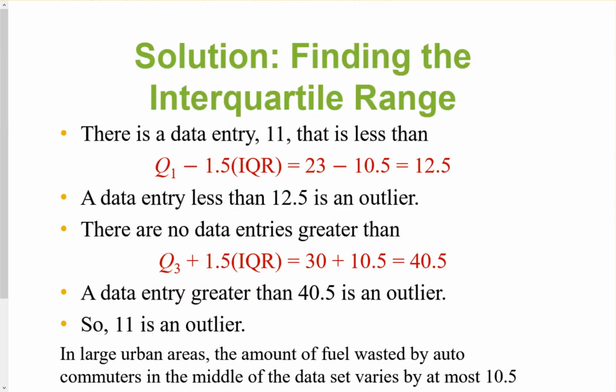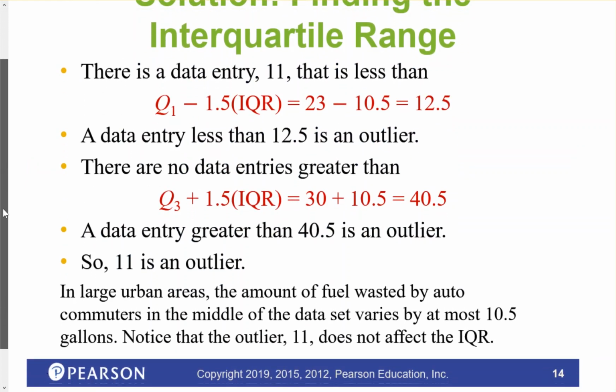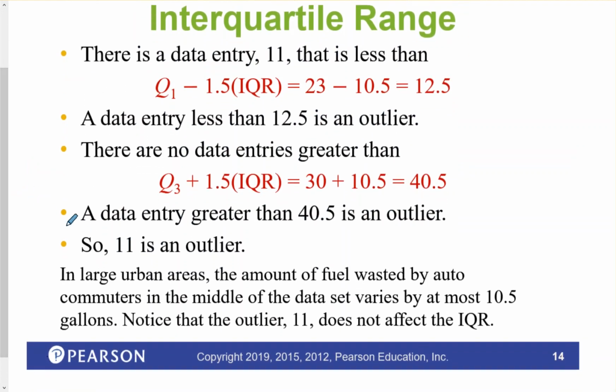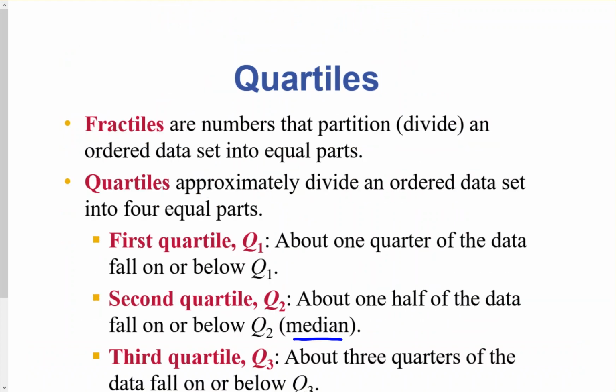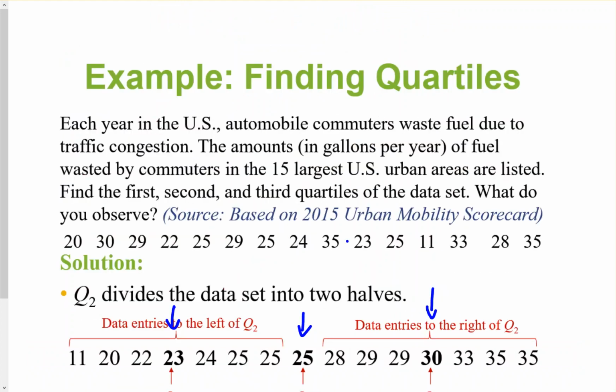Okay, so let's see what they say. Right, so they get the same thing. Okay, so looking back at those values, 11 is an outlier. Right, 11 is an outlier. Very good.